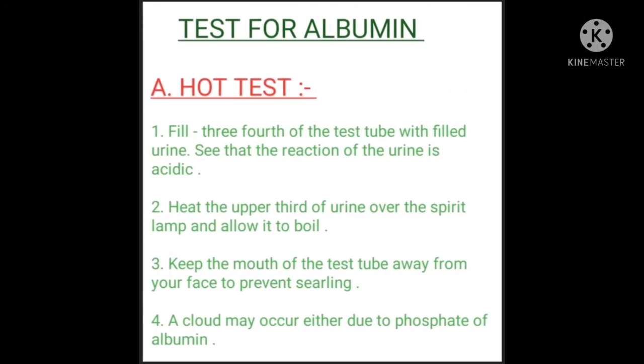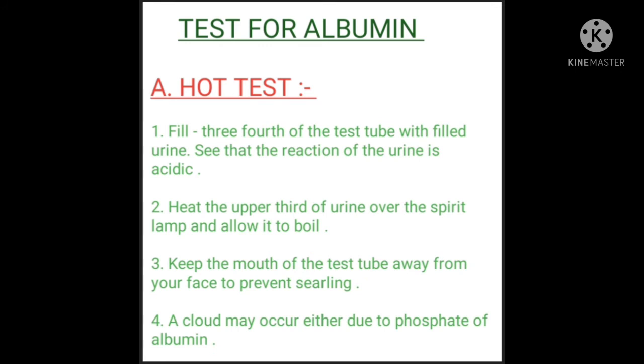In chemical examination, we have two tests. First is test for albumin and second is test for sugar. Under test for albumin, we have two tests. First is hot test and second is cold test. In hot test, fill 3/4 of the test tube with filtered urine. See that the reaction of the urine is acidic.